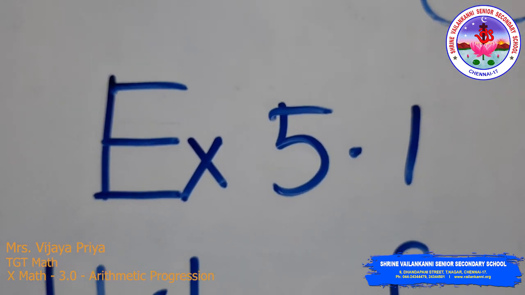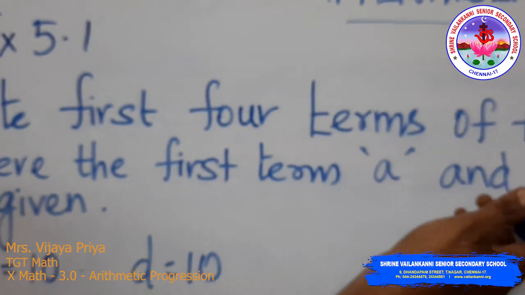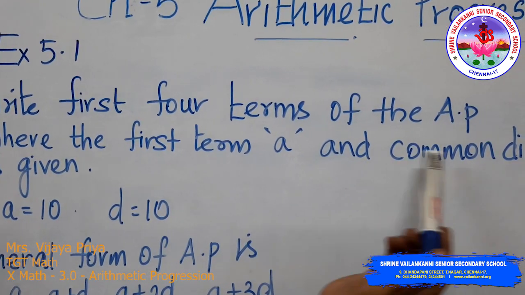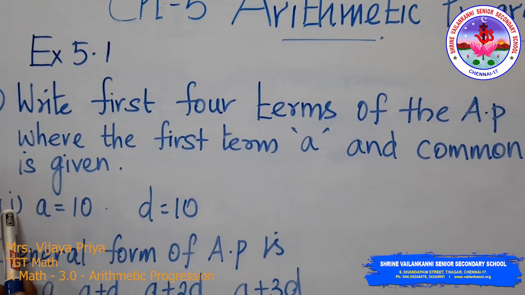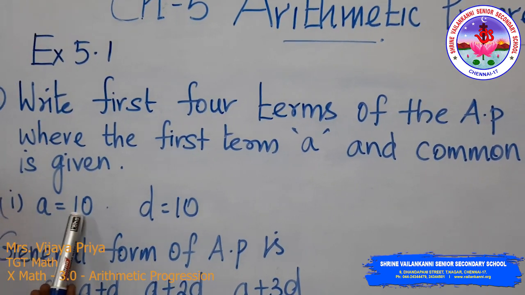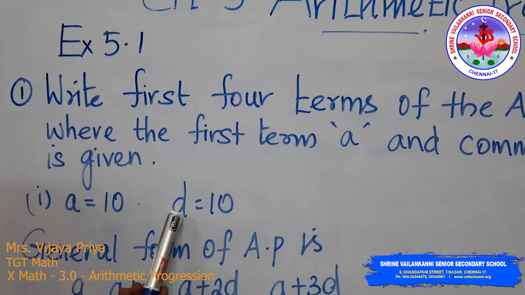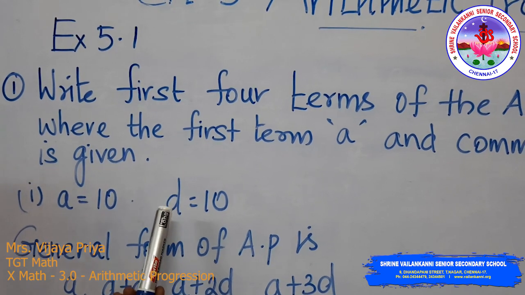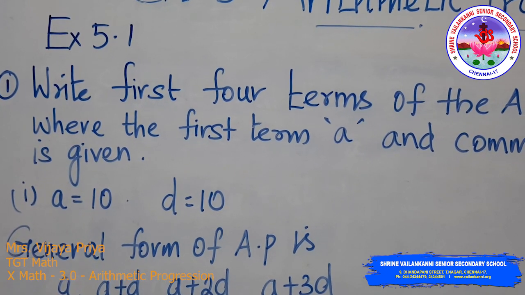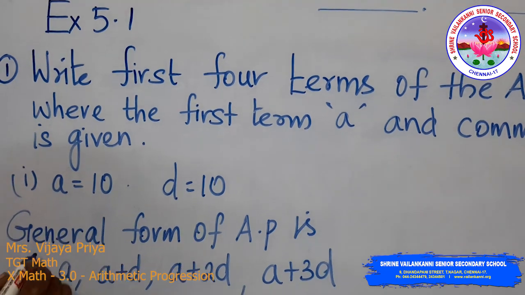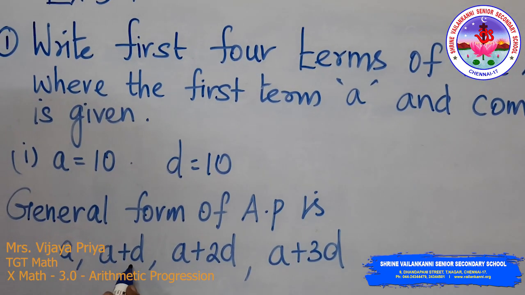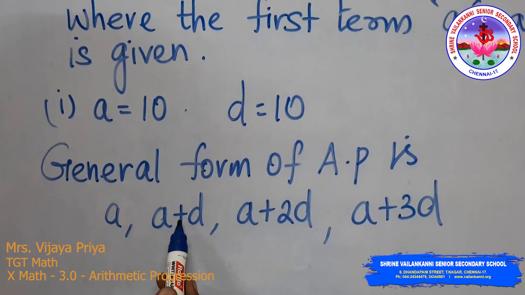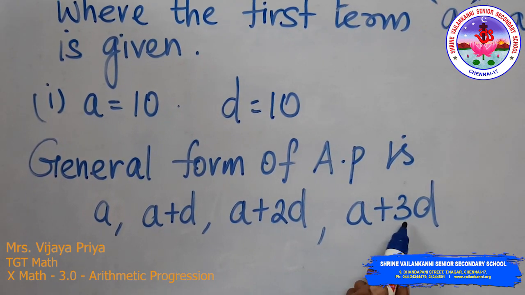First problem: write the first four terms of the AP where the first term A and the common difference D are given. In the first subdivision, the first term A is equal to 10 and the common difference D is equal to 10. I want to find the first four terms of the AP. I know that the general form of an AP is A, A plus D, A plus 2D, A plus 3D, which are the first, second, third and fourth terms.